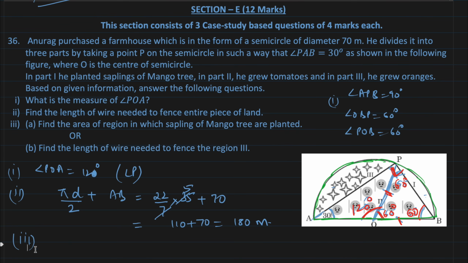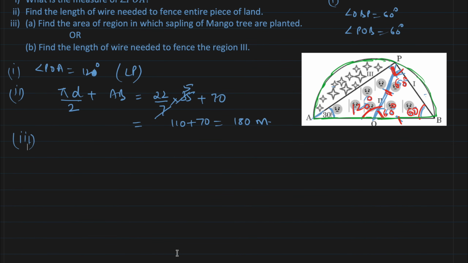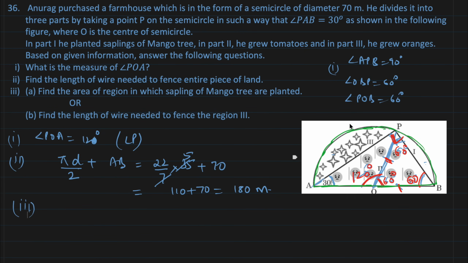So third part, I'll take the A one first. Find the area of the region in which the sapling of mango tree. So mango tree कहाँ पे थे हमारे? Mango tree were in part 1, right? So that's the mango tree part. So you see it's an equilateral triangle here, yes? So area of sector, so basically A part के लिए you do area of sector POB minus area of triangle POB.